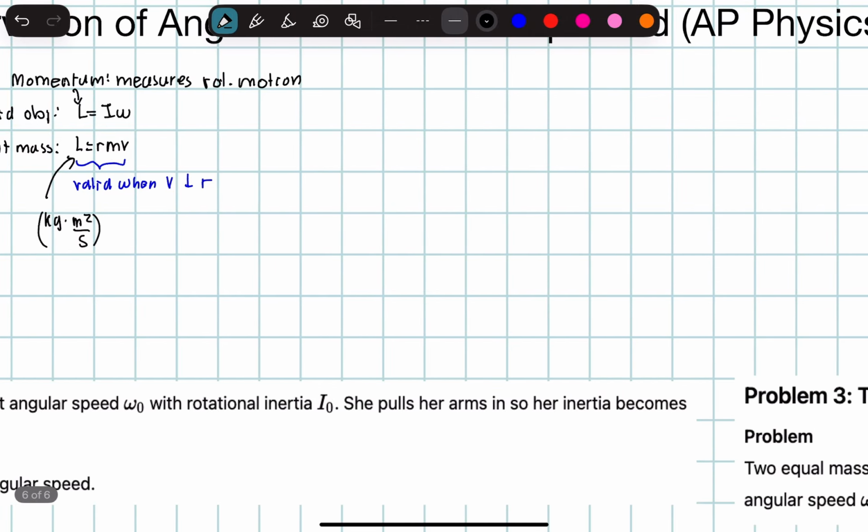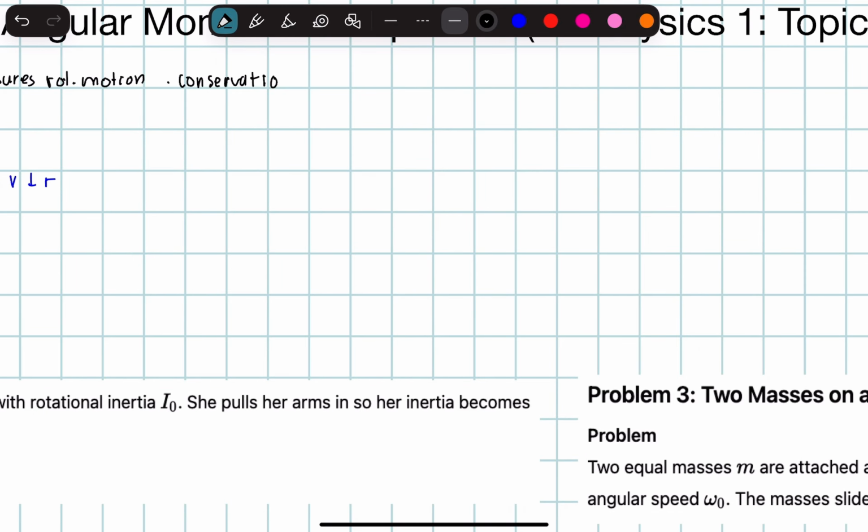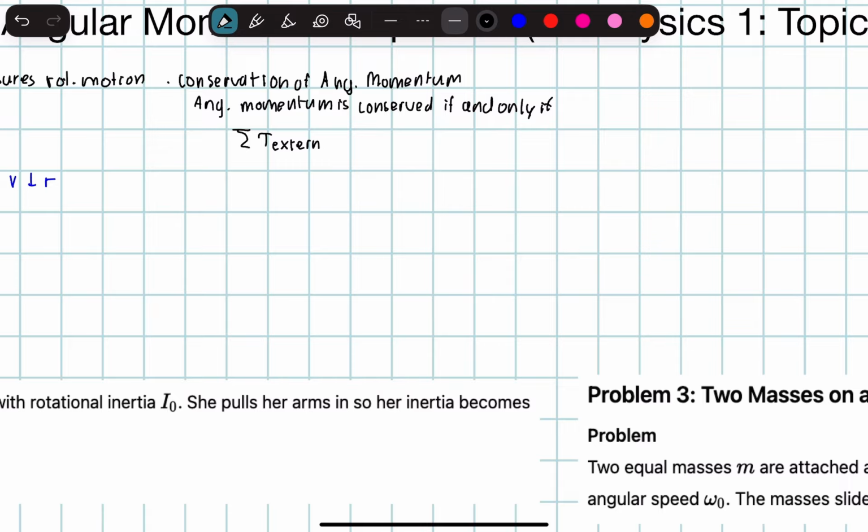Now let's continue on with the topic of conservation of angular momentum, where angular momentum is conserved if and only if the sum of the external torque is equal to 0, and when this condition is met, Li is equal to Lf.